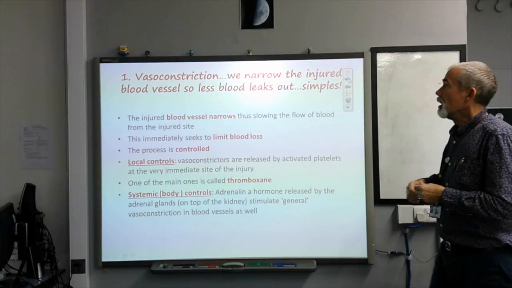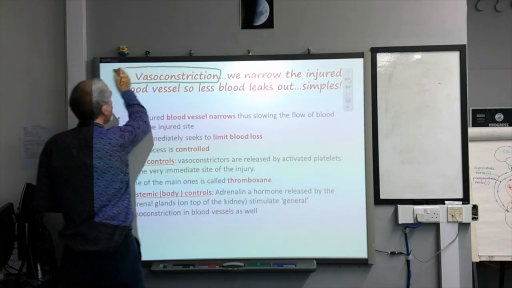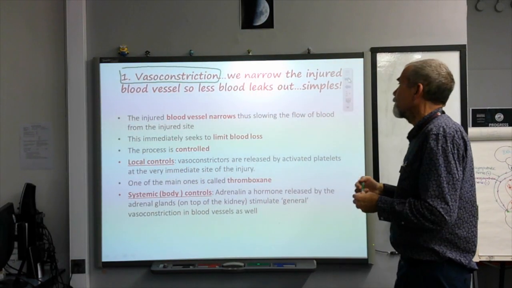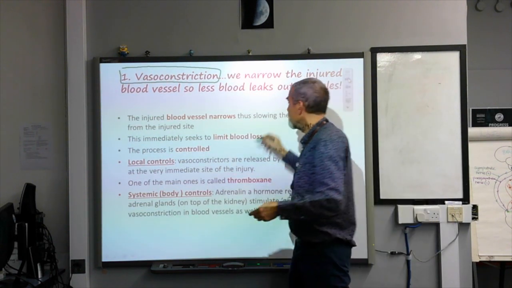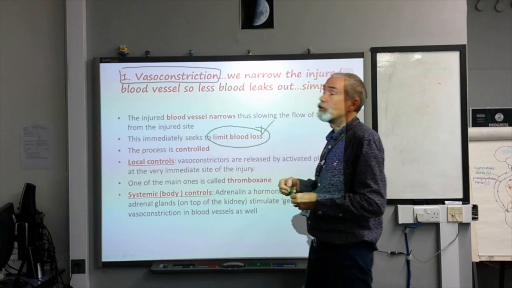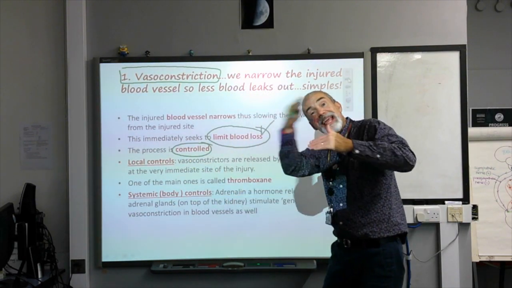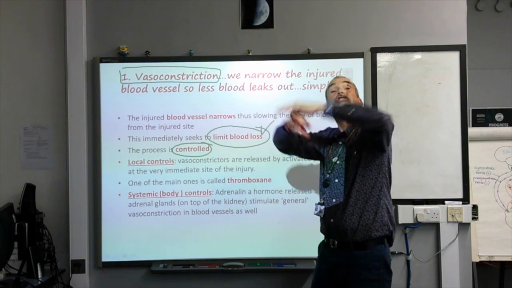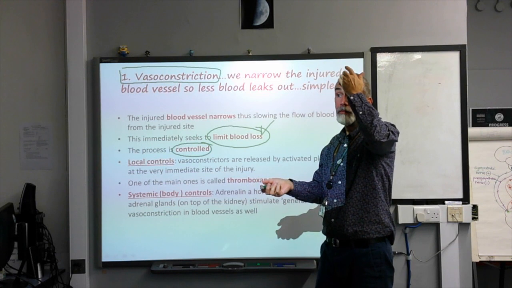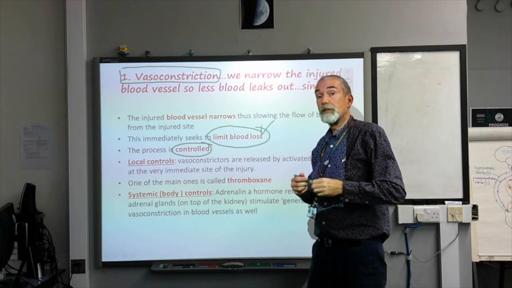Okay, so let's look at stage 1, vasoconstriction. We narrow the site of the blood vessel where the injury has occurred. Okay? Why do we do it? Kind of self-evident really, guys. We want to limit blood loss. Now this process is controlled, and there are 2 layers of control. There's a general systemic layer of control, because when you injure a blood vessel, you will start to release adrenaline into your blood system, okay?